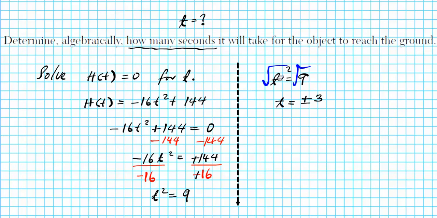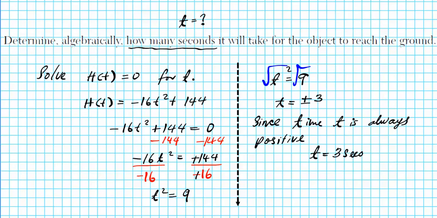Anytime you take the square root of a square, you have to introduce plus or minus, since when you square negative and positive, you get the same square. Okay, so can time be negative? There's no way to travel back in time, so there's no such thing as a negative time. So since time t is always positive, the only answer we're going to keep is t equals 3 seconds. Okay, so this is how long it takes for the object to hit the ground.